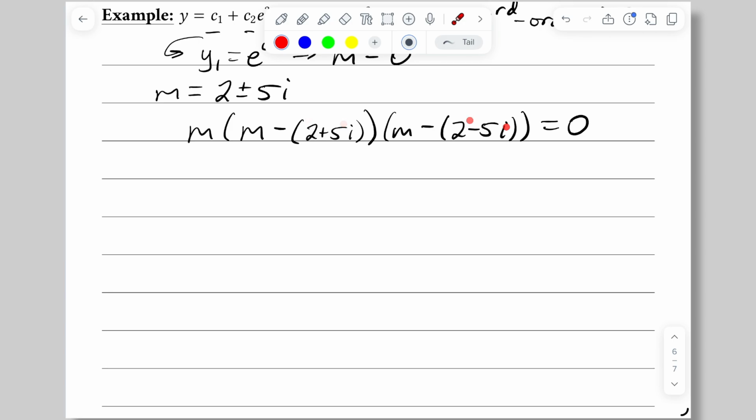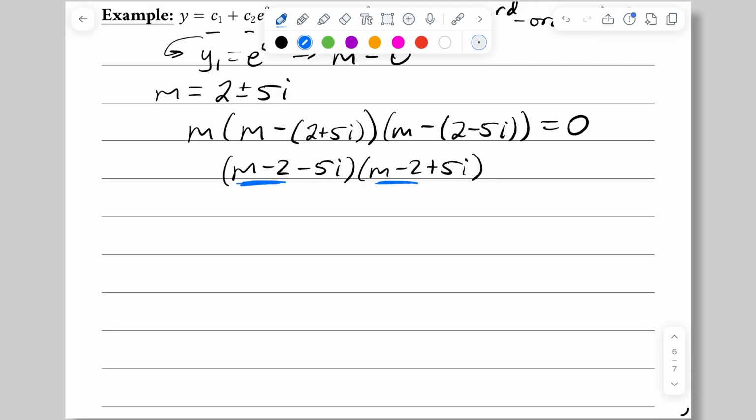Distributing the negative in both of these sets of parentheses, we get (m minus 2 minus 5i) times (m minus 2 plus 5i). And if we look at this, we've got m minus 2 in both of these, and we have 5i in both of these. And so what we really have is (m minus 2) squared minus (5i) squared. It's a difference of squares, which then becomes m squared minus 4m plus 4 plus 25.